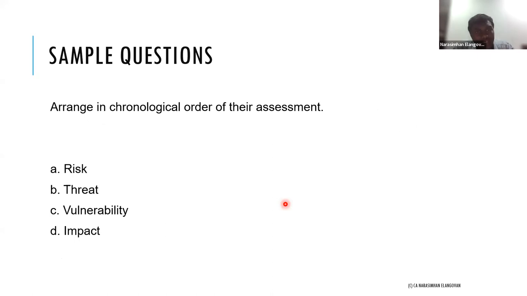And this could be another type of question which you could also expect. Arrange the following in a chronological order. Which of these following comes first? Please note here, it is not A, B, C, D. It is the order.